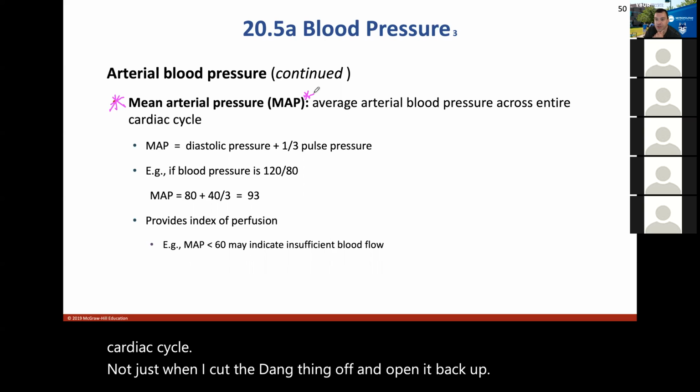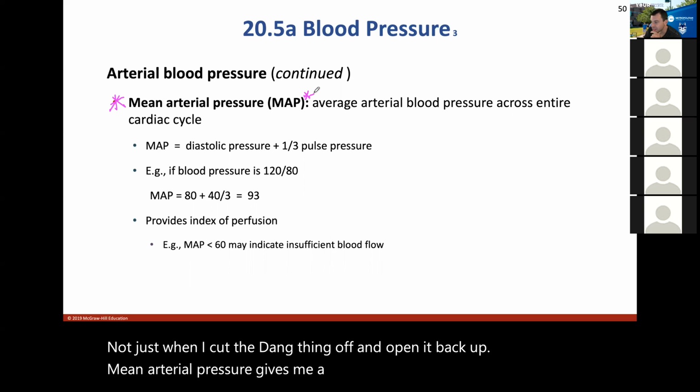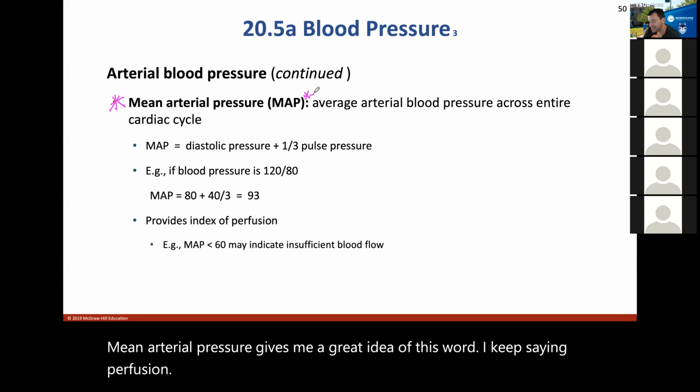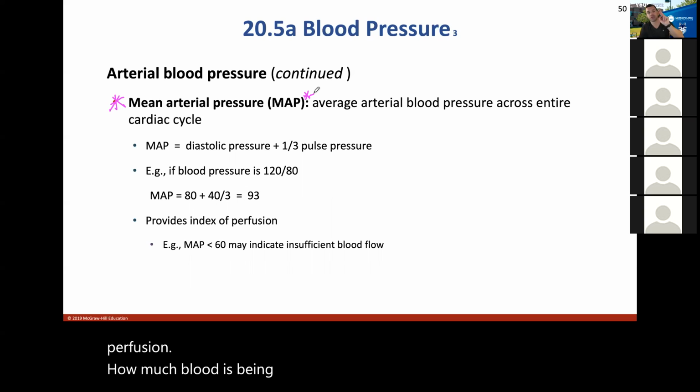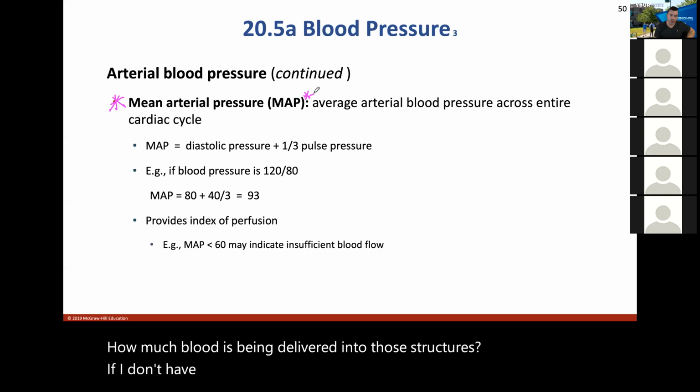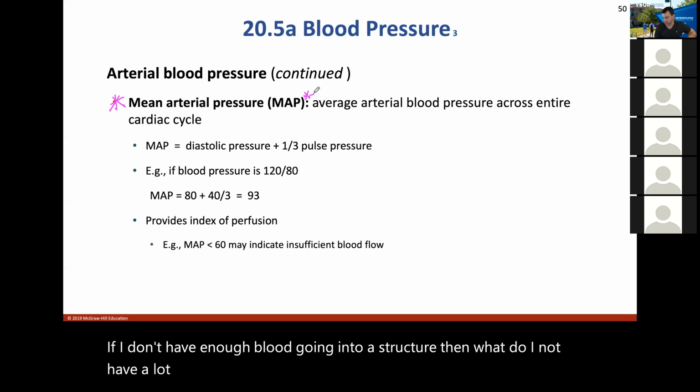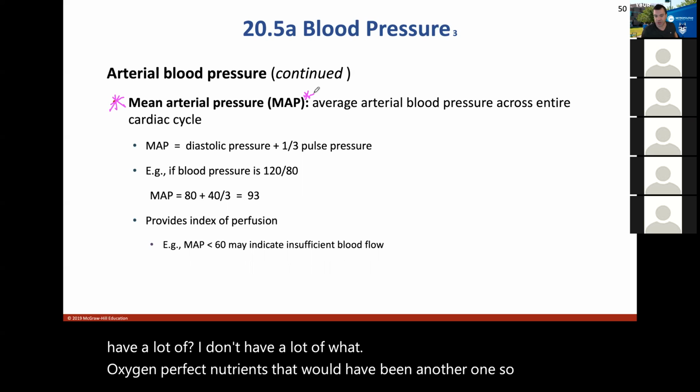Mean arterial pressure gives me a great idea of this word I keep saying, perfusion. How much blood is being delivered into those structures? If I don't have enough blood going into a structure, then what do I not have a lot of? I don't have a lot of what? Oxygen. Oxygen. Perfect. Nutrients. That would have been another one somebody could have said, but oxygen is what I'm talking about.